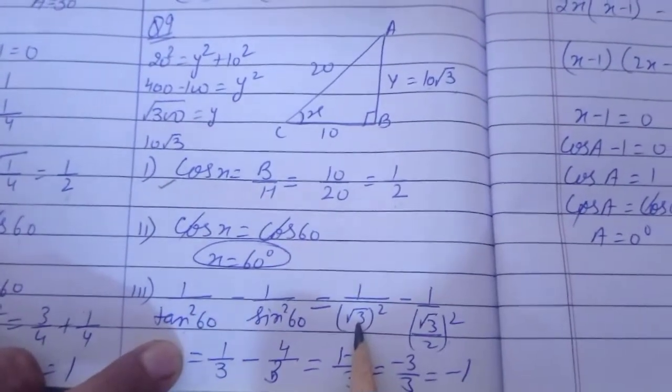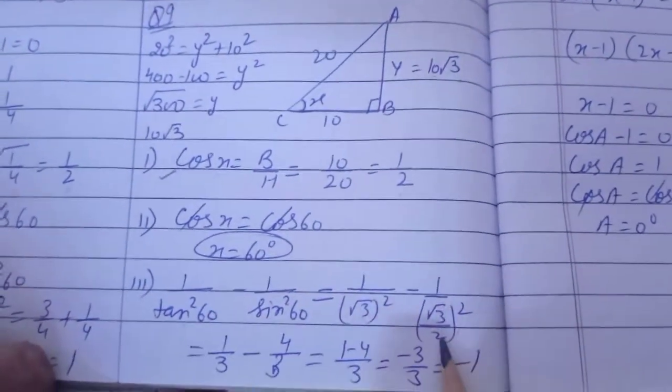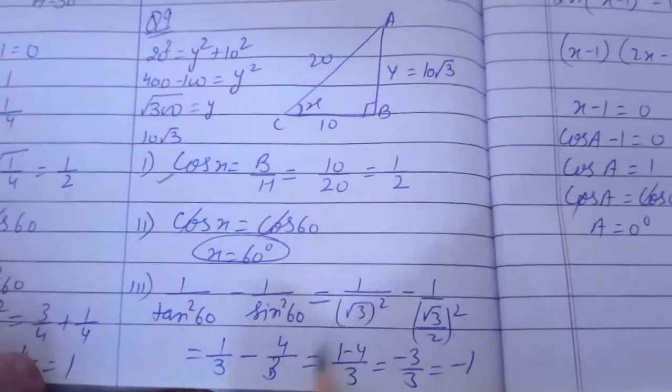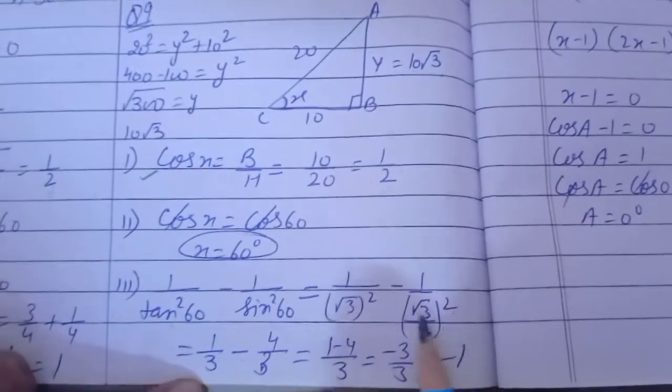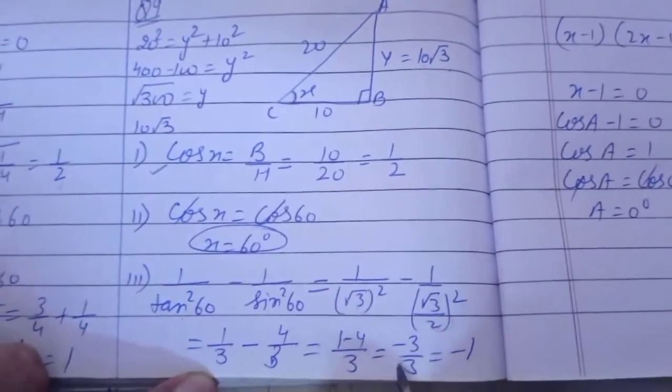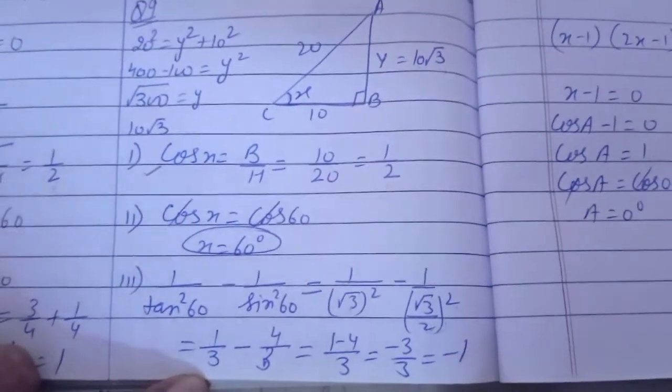Third part, this is the expression. Tan 60 is root 3. Put the value. Sin 60 is root 3 by 2. Put the value. Root 3 square, it will be 3 only. Minus 2, in the numerator 4. And root 3 square is 3. So, take LCM. Answer is minus 1.